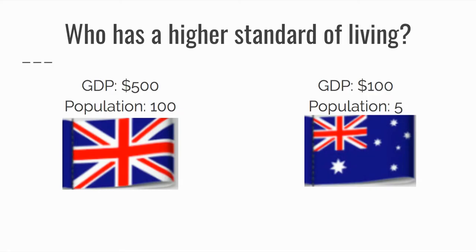So GDP per capita also allows us to compare the standard of living between 2 countries or multiple countries. So here's a hypothetical example. Take Britain and Australia, for example.